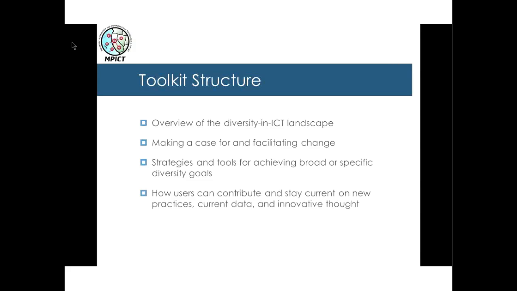So as I said, what we're going to do today is I'm going to give you a quick overview of how the toolkit is structured. It starts off with an overview of the landscape: why this is an issue, and how we make the case. A lot of times, as faculty or as administrators, that's the first thing you have to do: how do you get people engaged to even care, to want to do something about it? Then the toolkit goes into strategies and tools for specific goals, reaching women, reaching minorities, students with disabilities. And at the end, how we stay current.